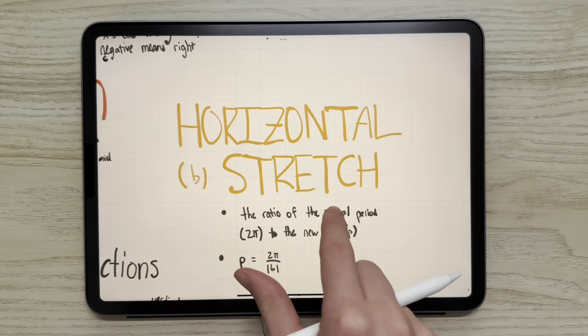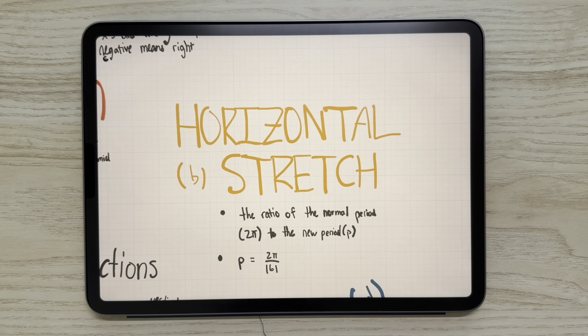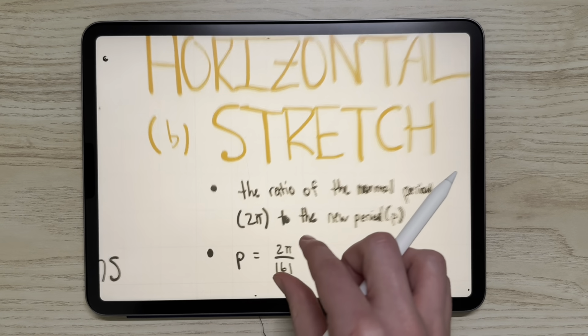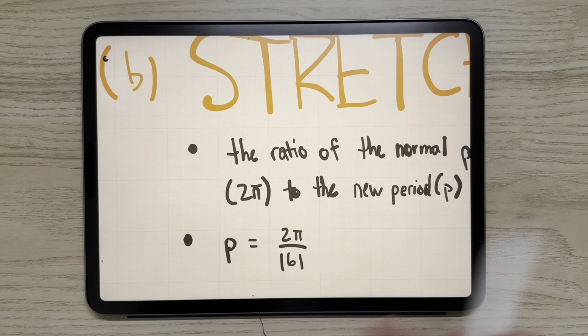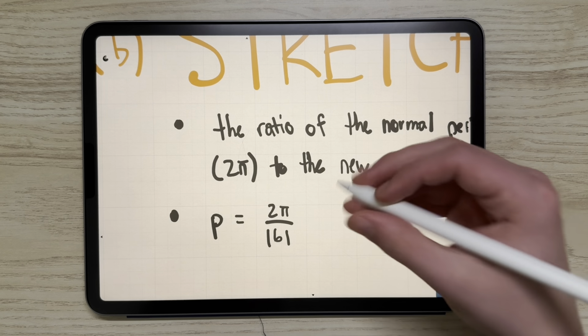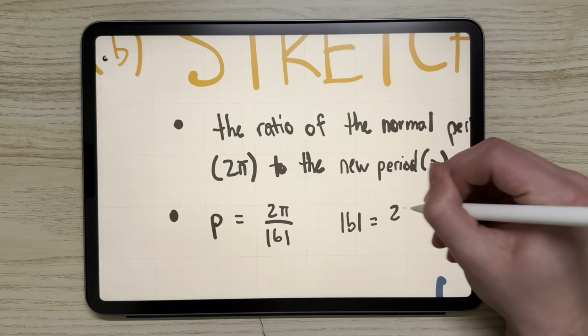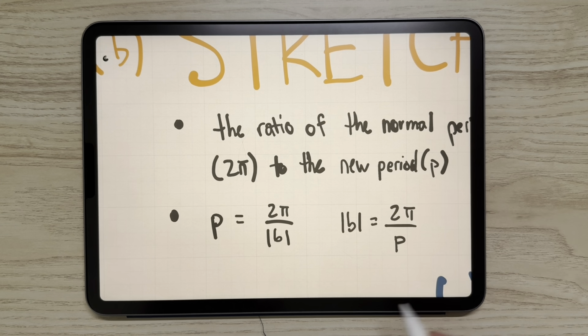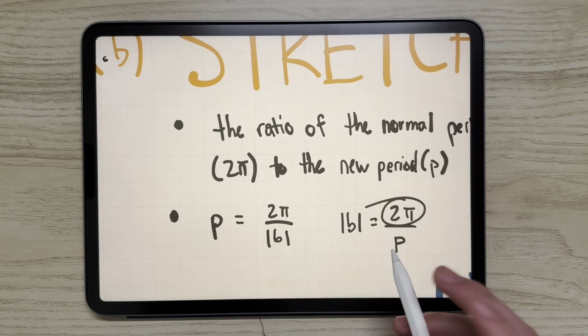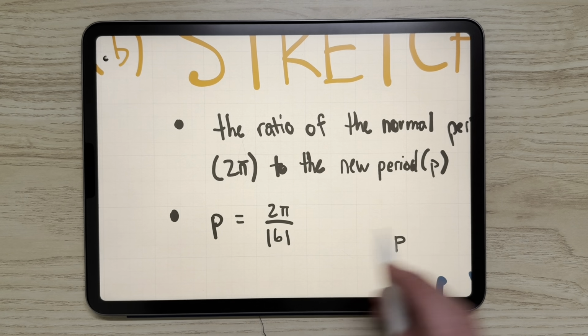Now moving on to horizontal stretch. The horizontal stretch is how much you stretch it out left to right. So it's kind of the same as the vertical stretch, but the math for it is a little different. The way I would describe it is the ratio of the normal period of the function to the new period. And the period is equal to 2 pi over the absolute value of b. By rearranging that, you would get that the absolute value of b is 2 pi over the period. 2 pi is the regular period, so basically it's just the ratio of the regular period to the new one.